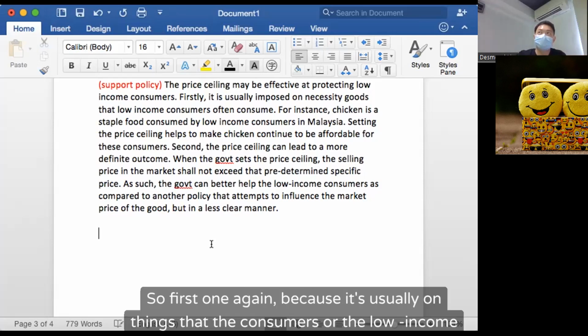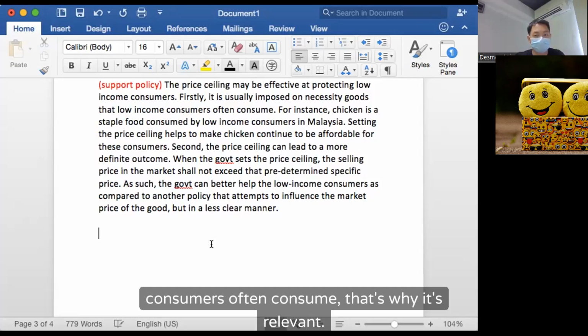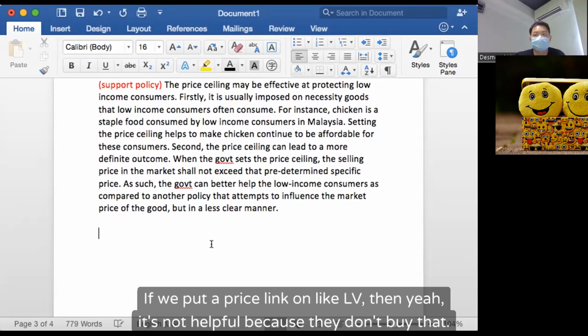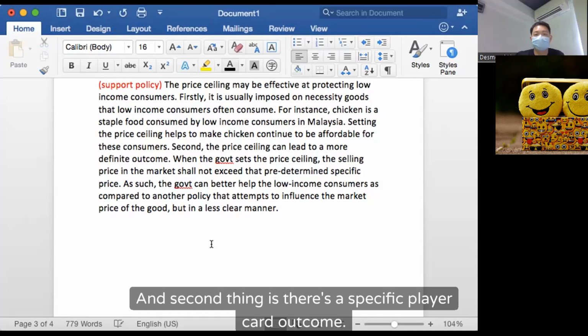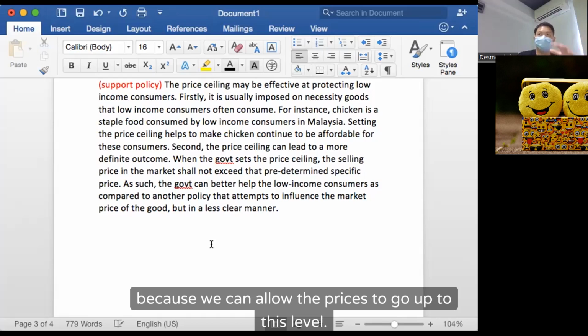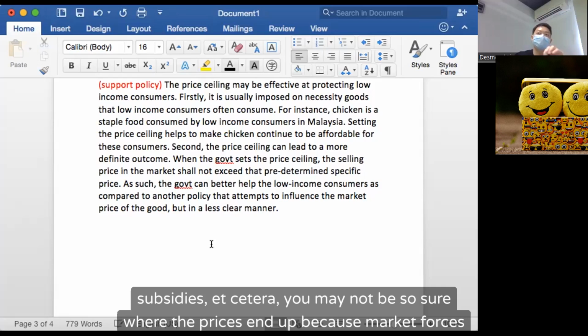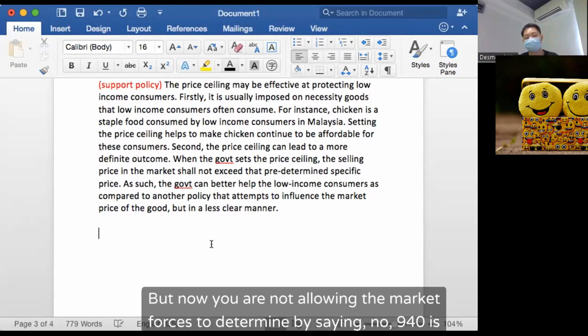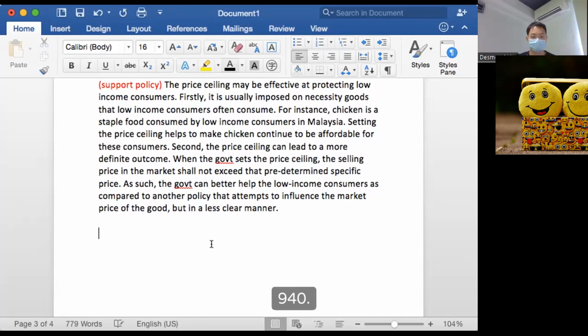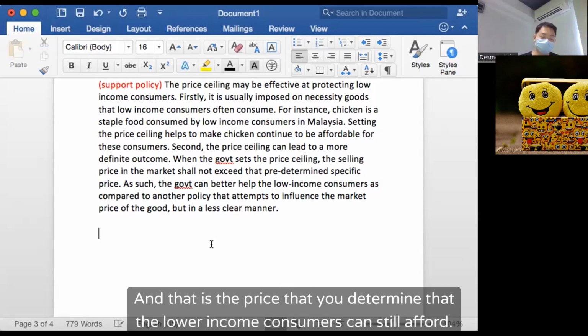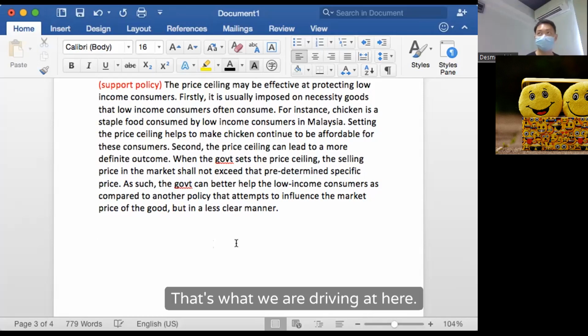So first one again, because it's usually on things that the consumers or the low income consumers often consume. That's why it's relevant, right? If we put a price ceiling on like LV, then it's not helpful because they don't buy that, right? And second thing is there's a specific clear cut outcome because we can allow the prices to go up to this level, right? So when we try to shift the demand supply curve, let's say the government uses taxes, subsidies, etc., you may not be so sure where the prices end up because market forces are still there, right? But now you are not allowing the market forces to determine by saying no, 940 is 940, that's all. And that is the price that you determine that the lower income consumers can still afford. So in that sense, you help them more, right? That's what we are driving at here.